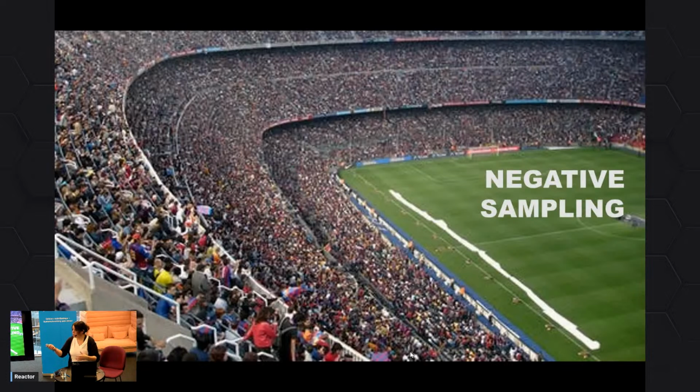And I put this picture here because typically a negative sample would be the crowd. There are a lot of crowd pictures in soccer, and you don't want all the negative samples to be crowds, because that's very easy to pick out.